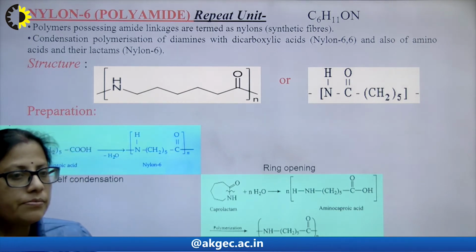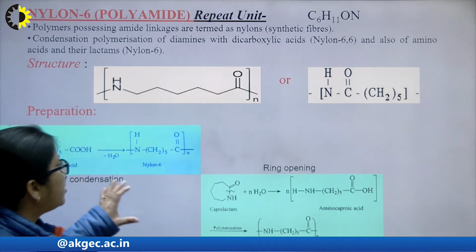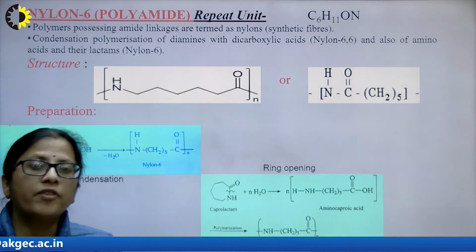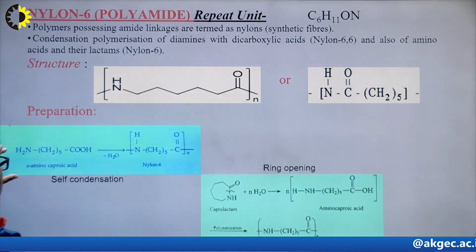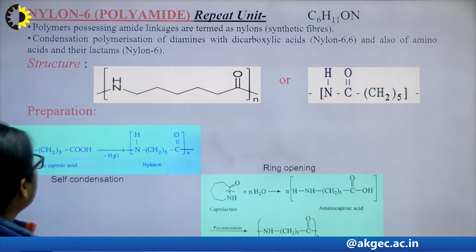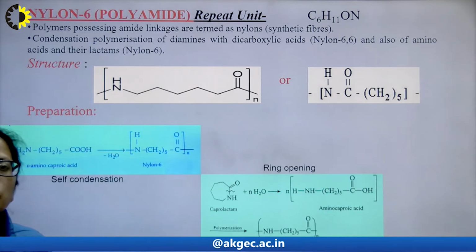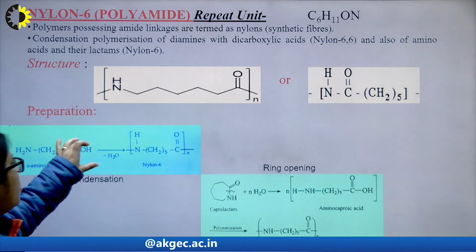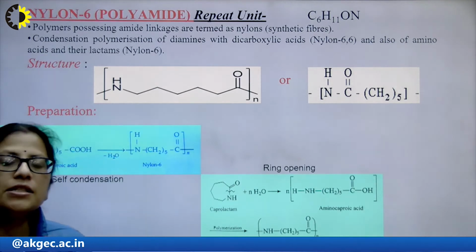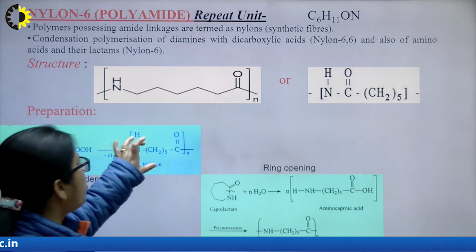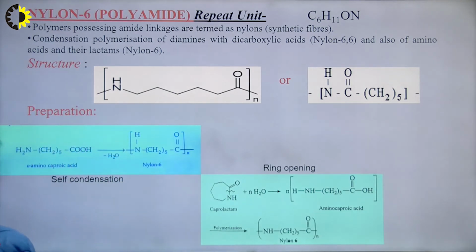So, coming to nylon 6, it can be prepared by two different methods. First is by self condensation of eta aminocaproic acid. This molecule, H2N(CH2)5C=O OH, is eta aminocaproic acid. It undergoes self condensation and loses water to form the resultant polymeric chain of nylon 6. As a result, the nylon 6 molecule, [NH(CH2)5CO]n, is generated.